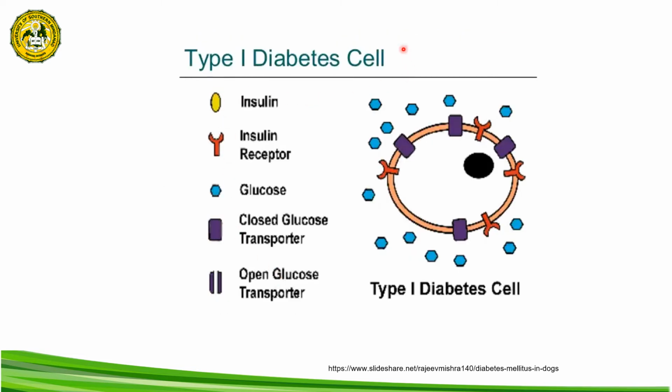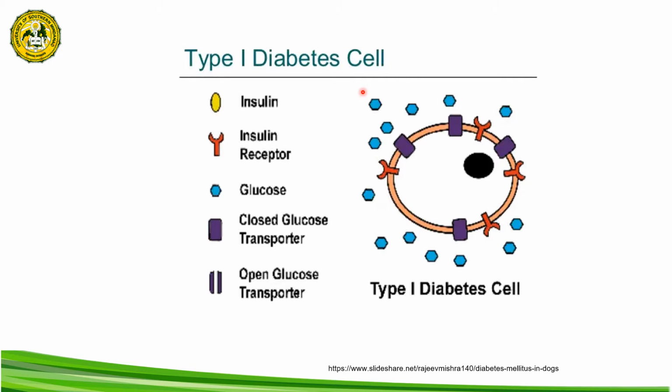So this is a schematic diagram representing the type 1 diabetes cell. In this cell, we have the presence of glucose transporters. We also have the presence of insulin receptor and the presence of glucose in the extracellular fluid.